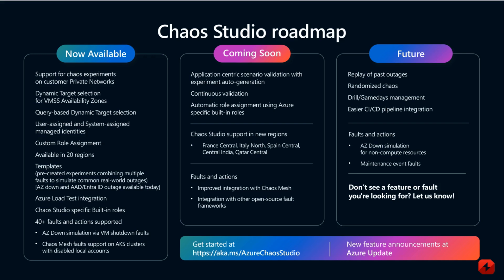Chaos Studio is evolving to simplify chaos experiments with a vision of one-click runs. The roadmap includes now available features like private network experiments, dynamic target selection, managed identities, multi-fault templates, and AKS integration. Upcoming additions bring application-centric automated experiments, continuous validation, and regional expansions. The future promises replaying outages, randomized chaos, game day management, enhanced CI/CD support, and extended fault coverage beyond compute resources. Your feedback shapes this roadmap, ensuring Chaos Studio meets real-world resilience needs.